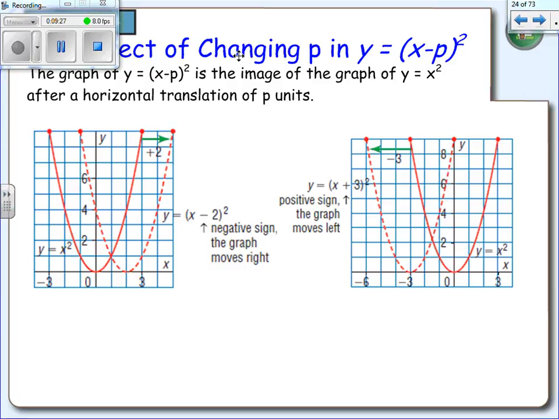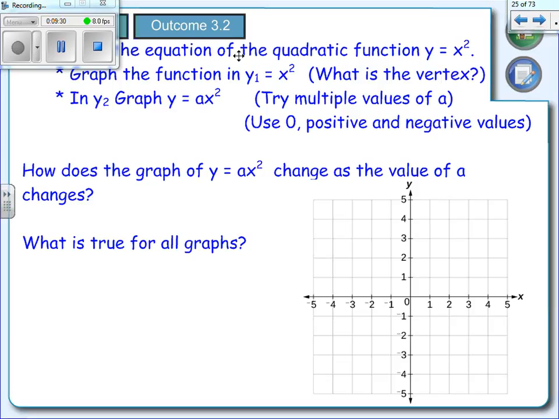Our last one that we're going to do is called the a value. And what the a value is doing is it's actually multiplying by the x squared. So we always start off with our basic one, y equals x squared. Now, a can do a lot of things. But the fact that they chose the letter a is not a coincidence.